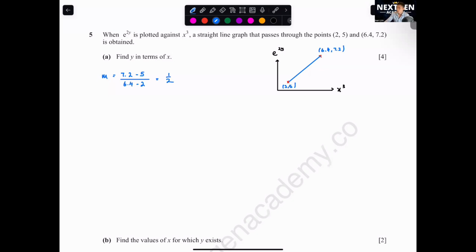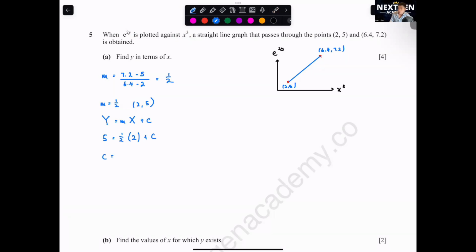We will get 1 over 2. Then I take this, m equals 1 over 2, and you take another point. Take an easy one, (2, 5). We substitute into y equals mx plus c. Don't go and put the e^2y and x cubed inside. This is big X and big Y. So you replace it: Y equals mx plus c.